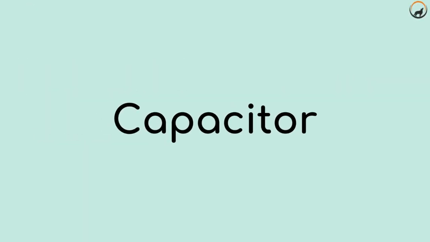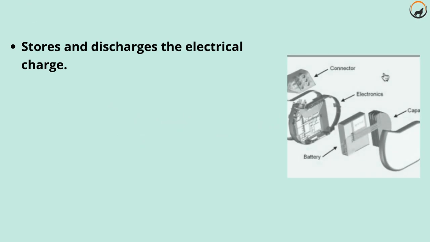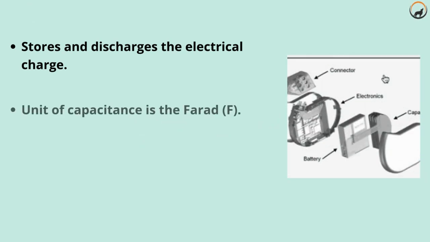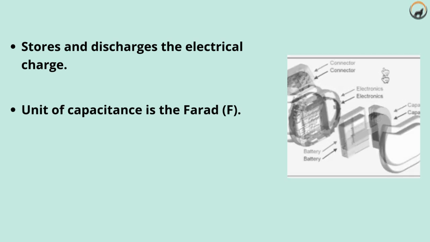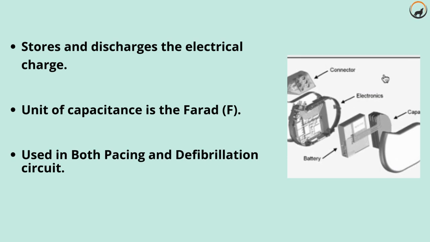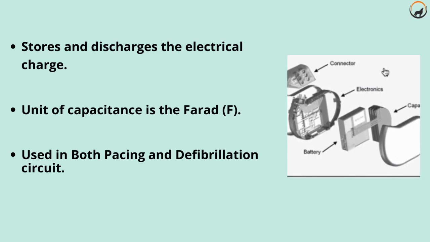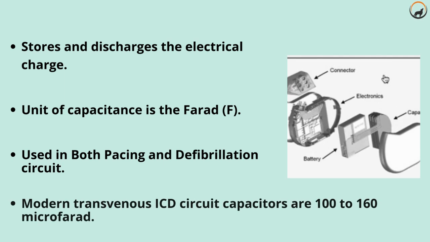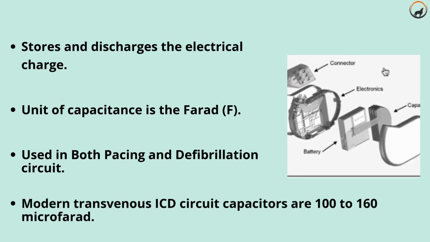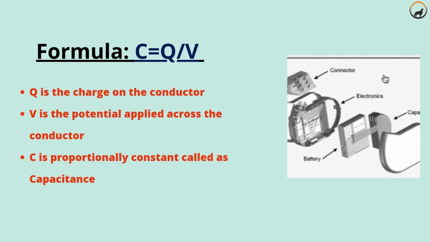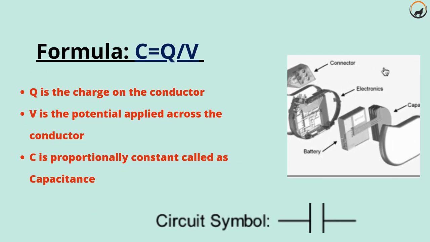Our next component is the capacitor. It stores and discharges the electrical charge. The unit of capacitance is the farad. It is used in the pacing circuit to store and deliver the pacing pulse, and it is used in the defibrillation circuit to store and deliver the defibrillation pulse. The modern transvenous ICD circuit capacitors are 100 to 160 microfarads. The formula for calculating capacitance is C equals Q divided by V, where Q is the charge of the conductor, V is the potential difference across the conductor, and C is a proportionality constant called capacitance.